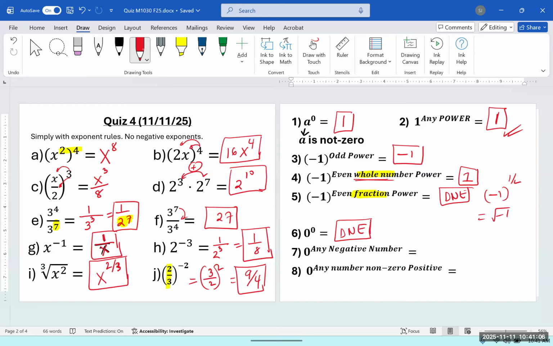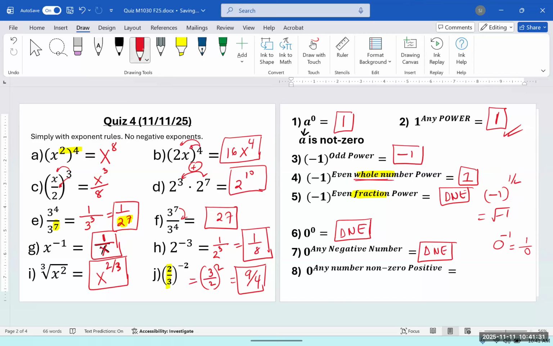Okay, what is 0 to any negative power? Put DNA. Why are you not confident? Think about any power. 0 to the negative 1. What does that mean? 1 over 0. Can you split 1 into 0 pieces? Impossible. So DNA.